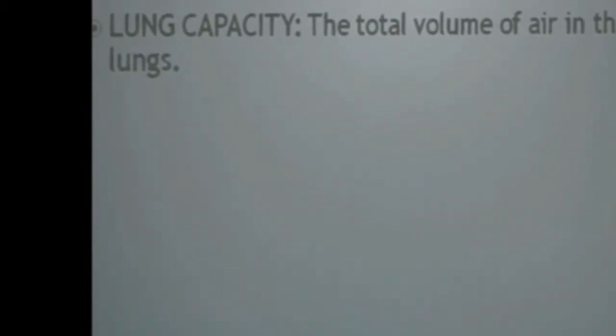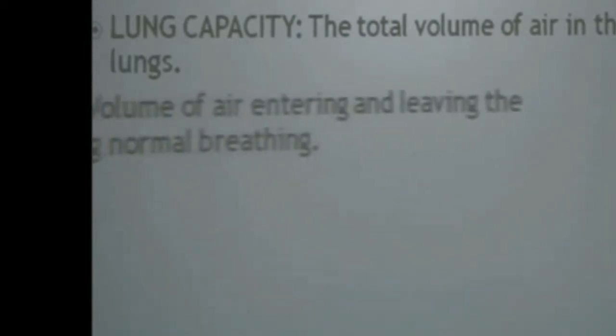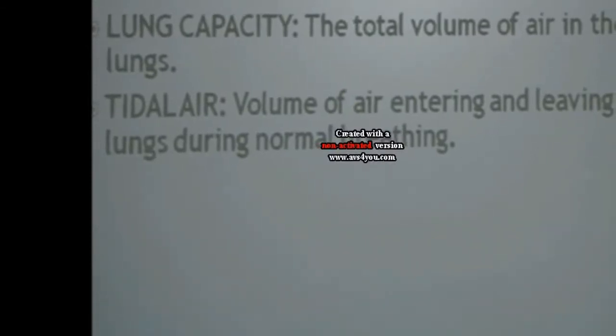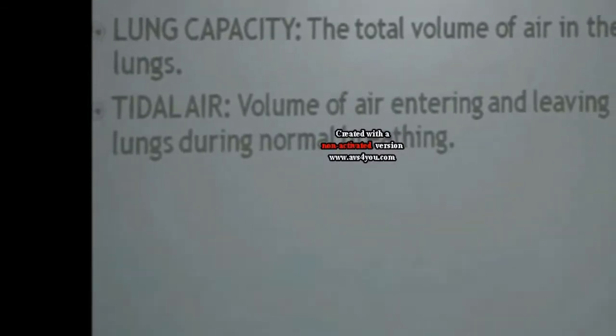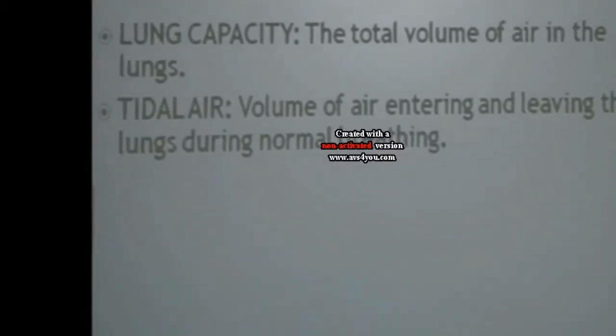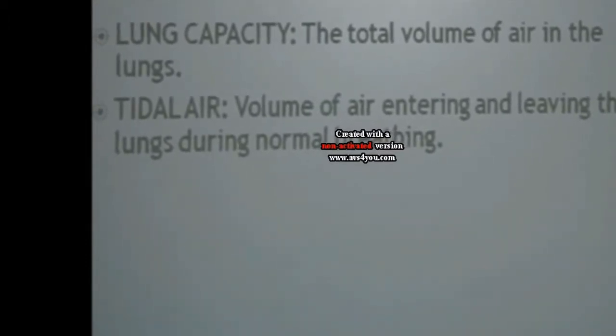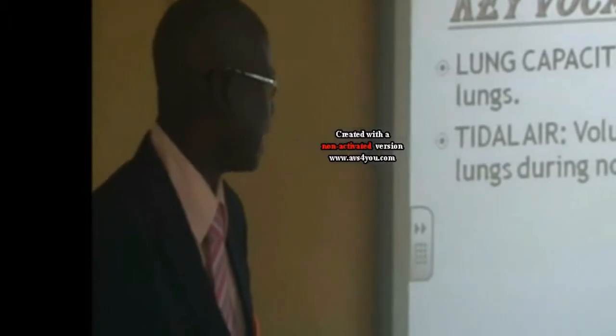What is lung capacity? The lung capacity simply refers to the total volume of air in the lungs. The total volume of air which we have inside our lungs. We will see this as we move on in the lesson. The second key vocabulary word here is tidal air. What is the meaning of tidal air? Tidal air refers to the volume of air entering and leaving the lungs during normal breathing. That is the amount of air that comes into your lungs when we breathe, and the amount of air that goes out of the lungs when you breathe out. So that is tidal air.